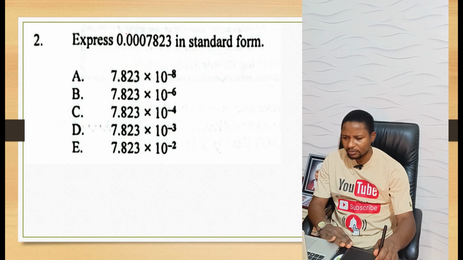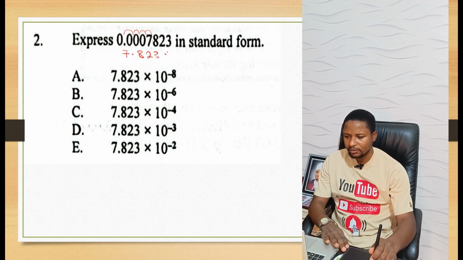Question 2: express this decimal in standard form. The same approach. You're going to move the decimal point to the front of the first non-zero digit. So let's go: 1, 2, 3, 4. So this is where the decimal point will be. So you have 7.823 times 10 raised to 5.